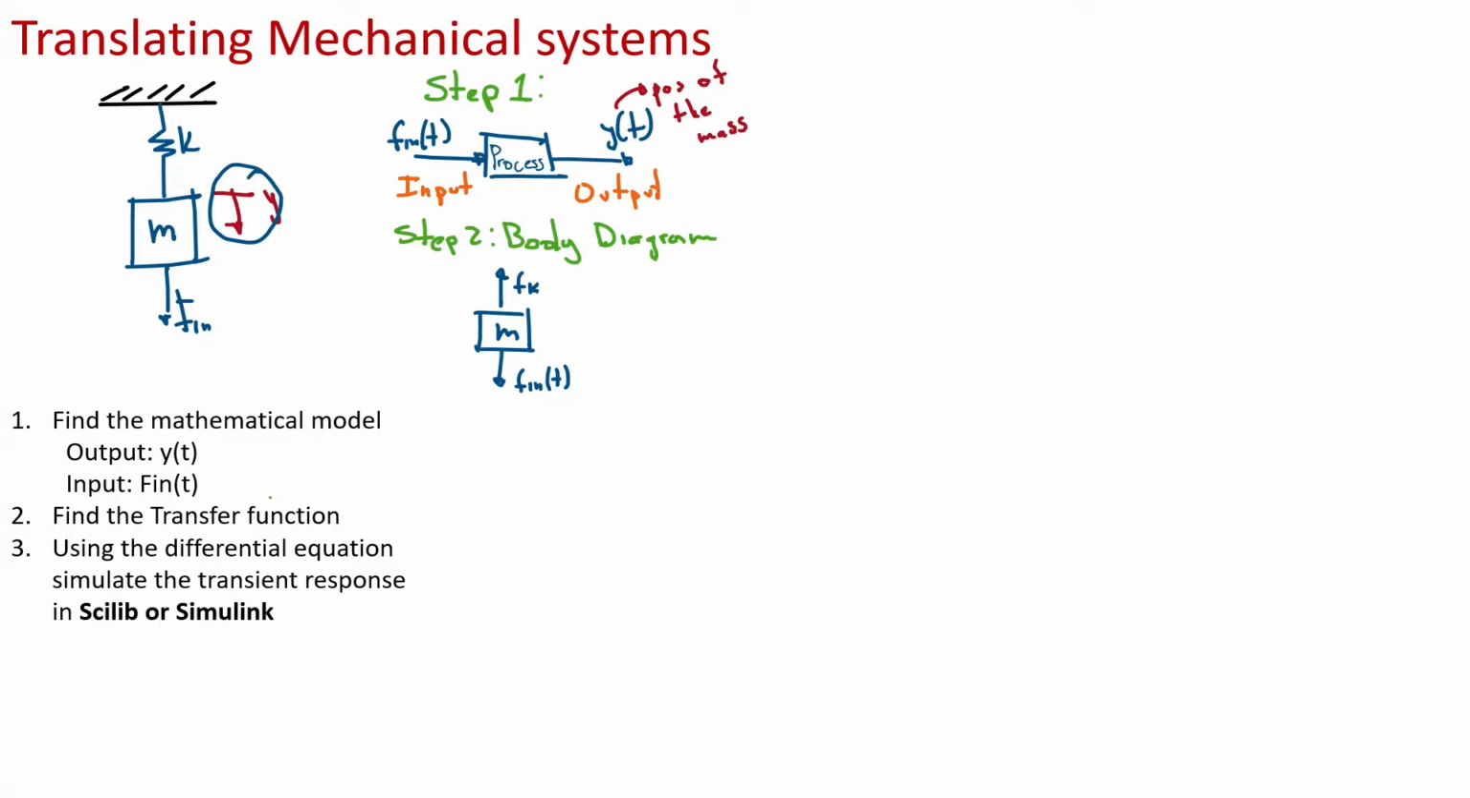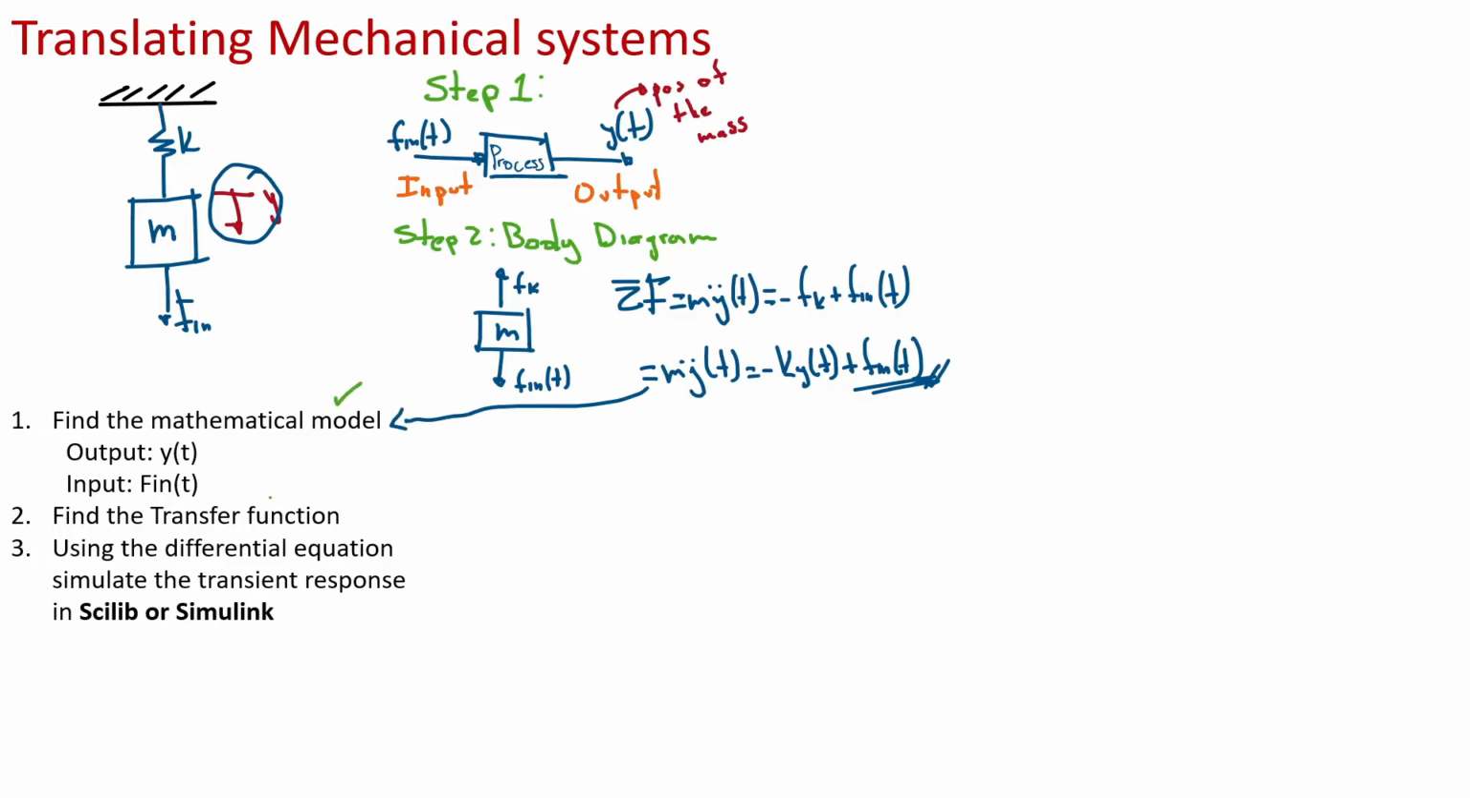Considering this, the sum of all the forces equal to mass times the second derivative of the position y of t is equal to minus the force due to the spring plus the input force Fin. The spring force can be converted to k times y of t. This is the differential equation that represents the mathematical model of this system.